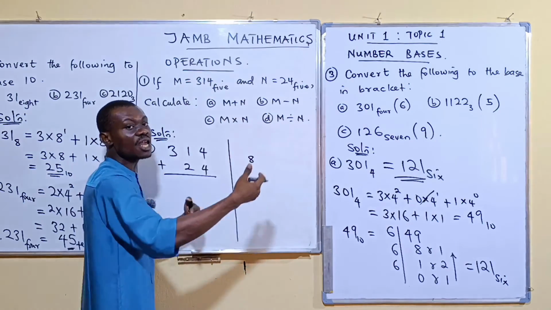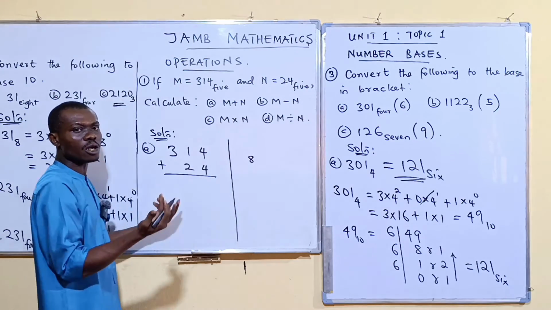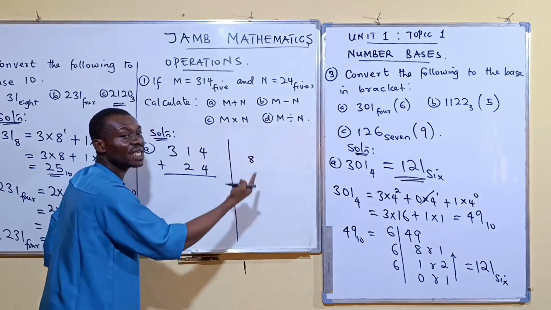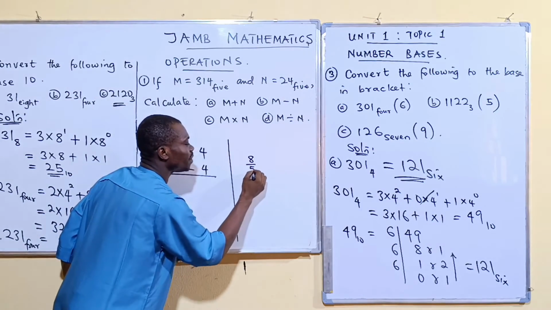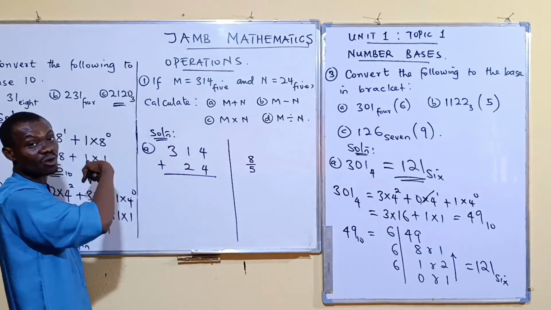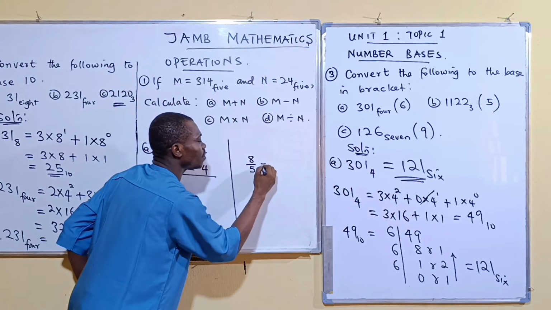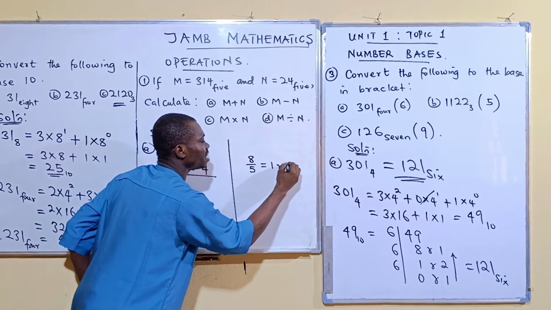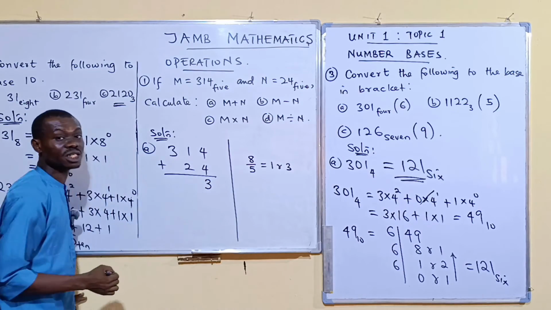You can't find 6. You can't even find 5. You can't find 7, not to talk of 8. So what do you do? Since 8 is bigger than the base, all you need to do is divide this 8 by the base and just record the remainder and carry whatever you get. So if I divide 8 by 5, I'm going to get 1 remainder 3. It is the remainder that I will record here.